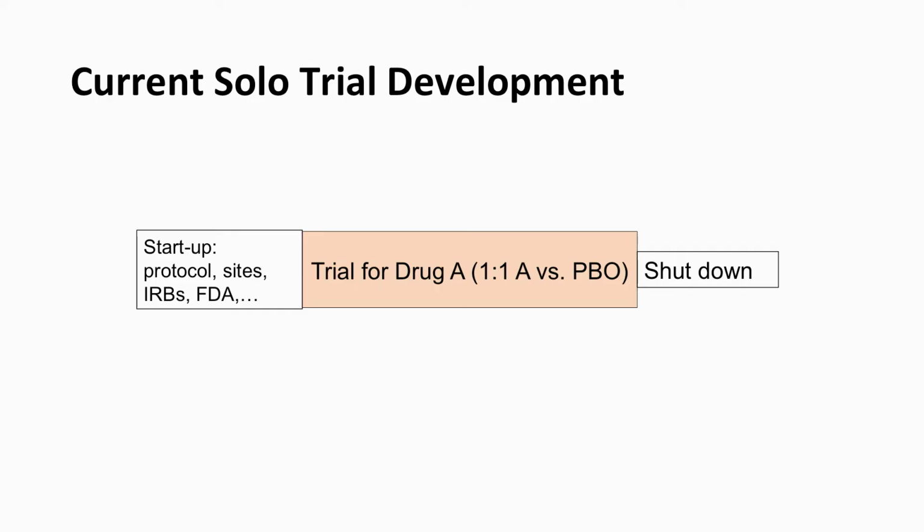In order to introduce you to platform trials, let's think about what current development looks like. This is a standard trial that's run now, and I'll refer to this as solo trial development. There's maybe up to 2 years of planning the trial. You create the sites, you create a protocol, you visit regulators, you get IRB approval, you get all your infrastructure set up, and then you run a trial, and it's probably a 1-to-1 randomized trial, active to placebo. And then there's a process of closing down the trial, closing down the sites, and the trial's over.